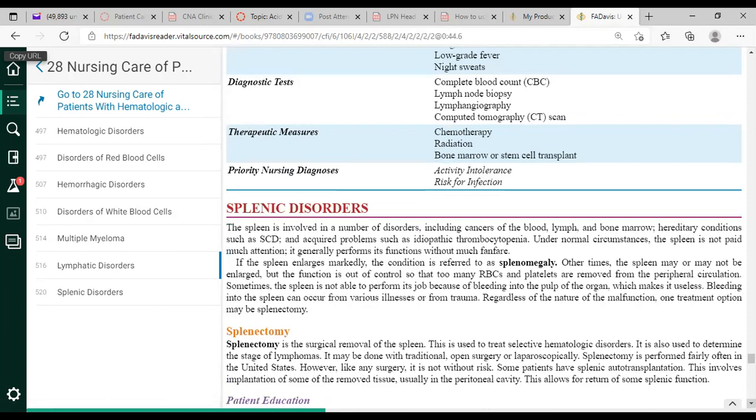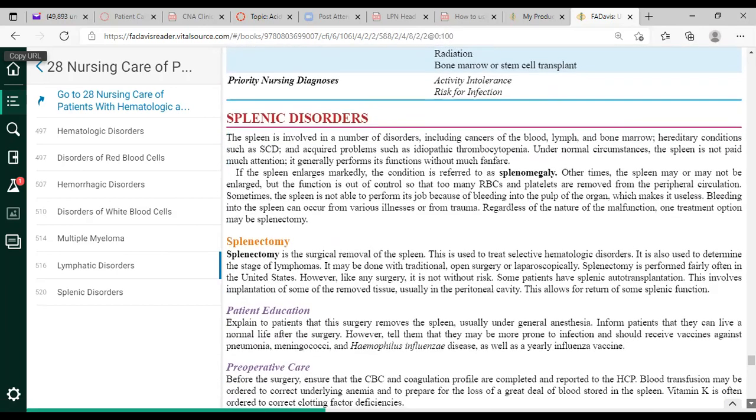It's talking about splenic disorders. And again, the spleen functions to recycle red blood cells and store platelets and white blood cells. The spleen does help fight some infection. Will somebody read the second paragraph right here? If the spleen enlarges. If I'm gonna read it.